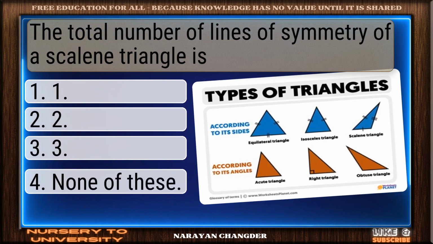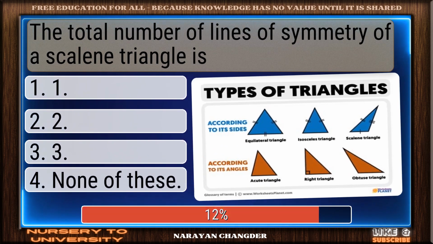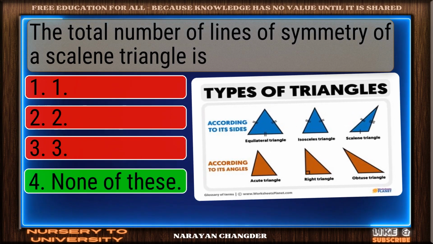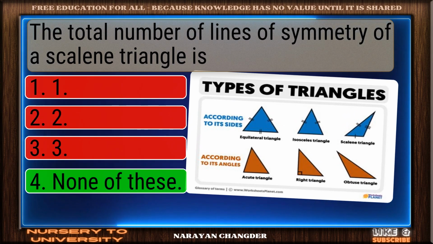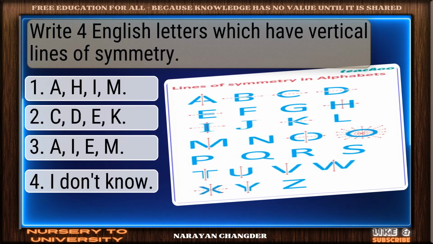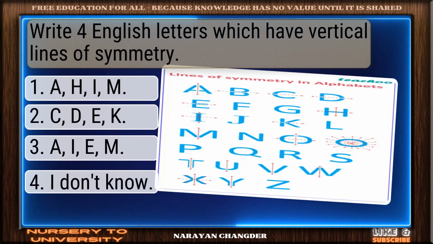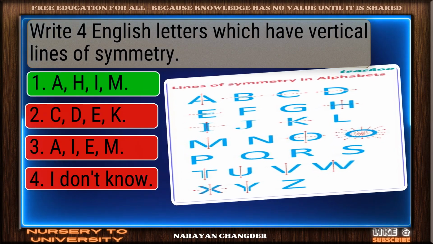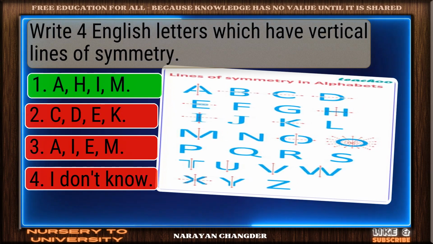The total number of lines of symmetry of a scalene triangle is? Nicely done. None of these is a solid answer. Write 4 English letters which have vertical lines of symmetry. You chose I'm, and it is correct.